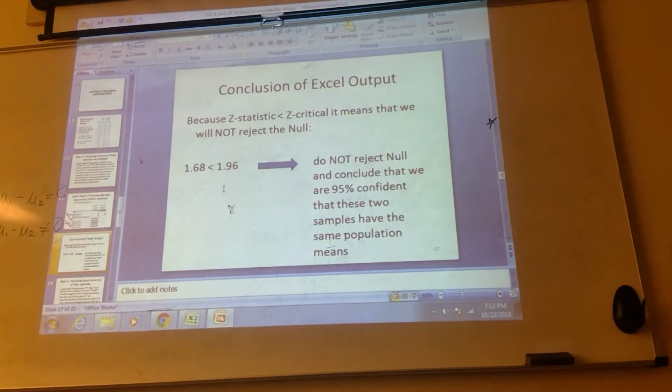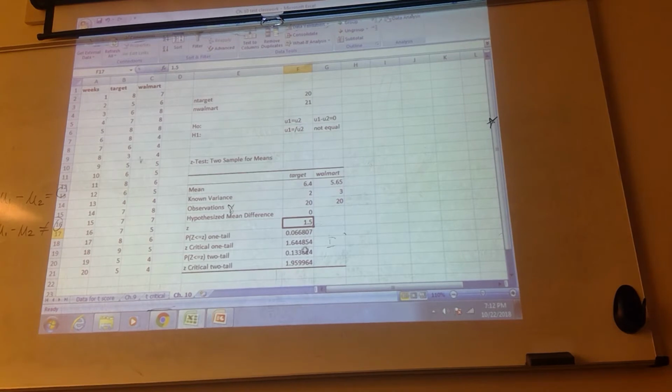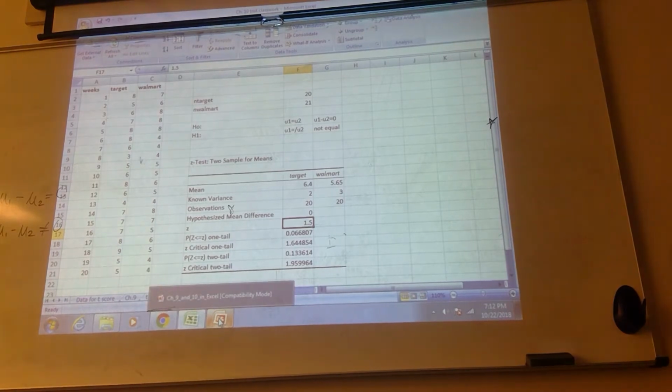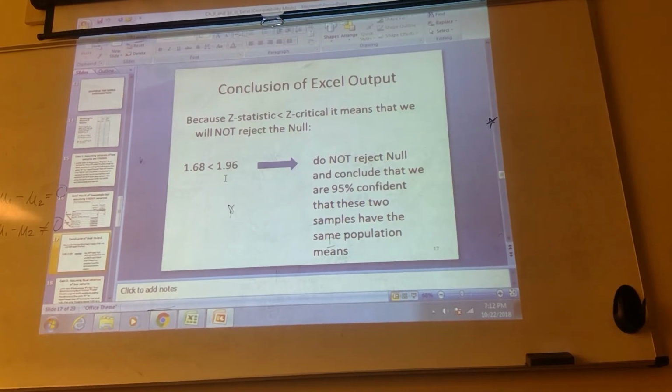So let's talk about this. Notice that 1.68 is what we got here, right? Oh, how come it's different? We're probably missing something. All right, we have 1.5. It's still less than 1.96, so we do not reject the null hypothesis. We conclude that we are 95% confident that these two samples have the same population mean. That's your actual answer.